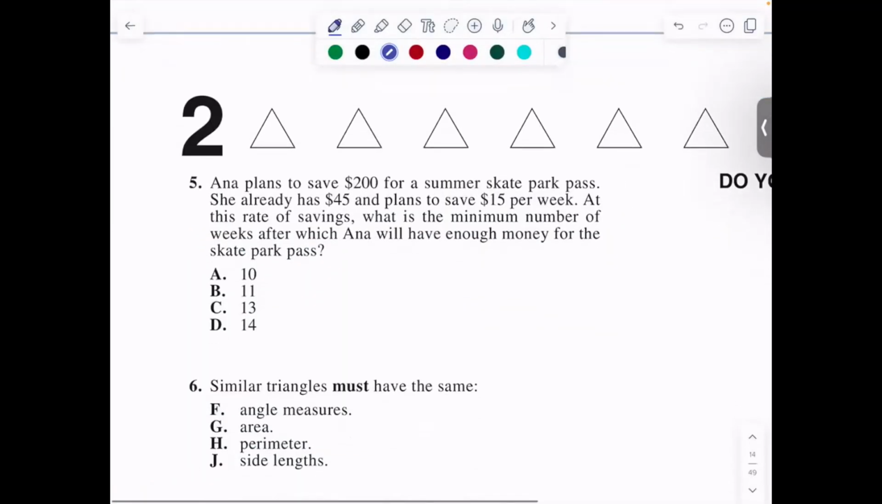Okay, number 5. Anna plans to save $200 for a summer skate pass. So let's kind of underline that. She already has $45 and plans to save $15 per week. So 45, 15. At this rate of savings, what is the minimum number of weeks she will have enough money for the skate park pass?